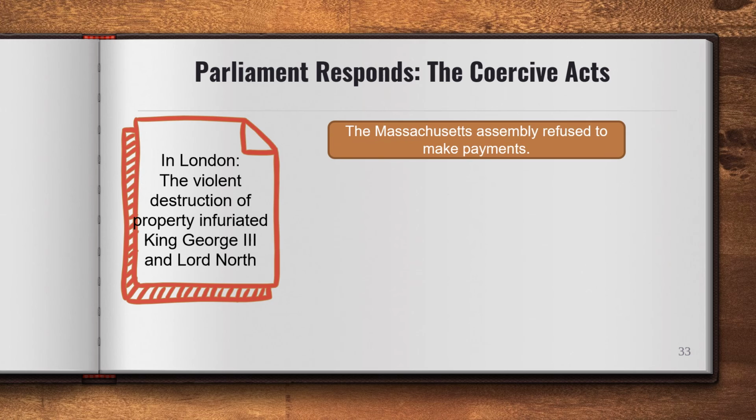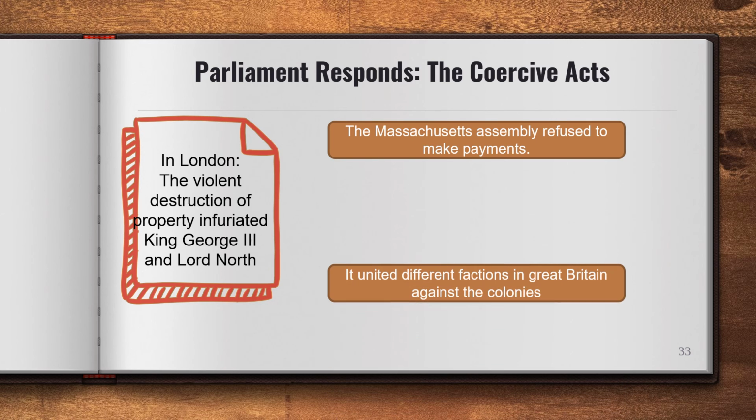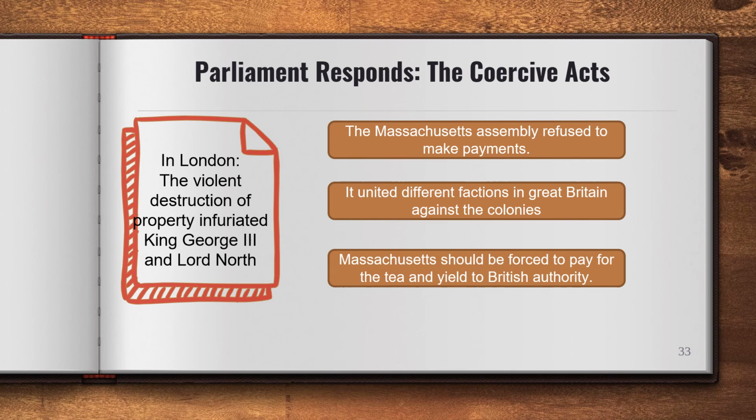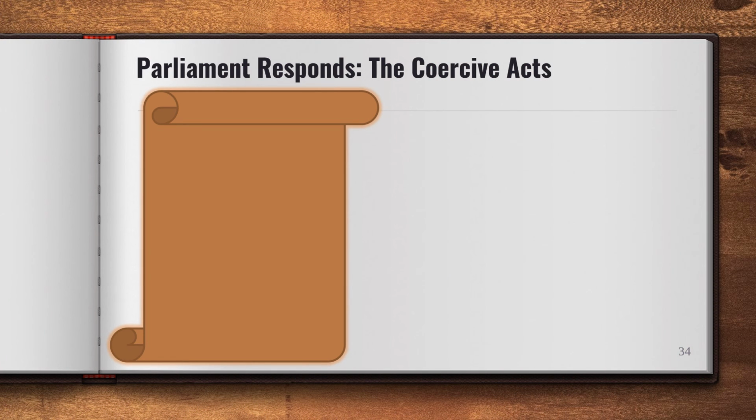However, the Massachusetts Assembly refused to make payments, and it united different factions in Great Britain against the colonies. Kaya naman, naubos yung pasensya ni Lord North, kaya nagdeklara siya na Massachusetts should be forced to pay for the tea and yield to British authority. So, unable to punish Massachusetts, the Parliament leaders designed the Coercive Acts.